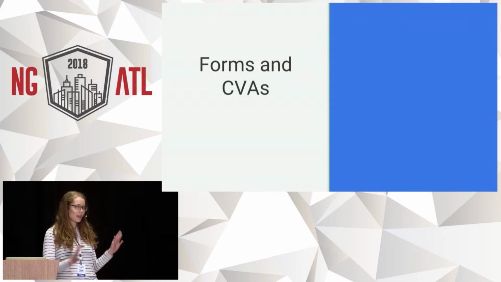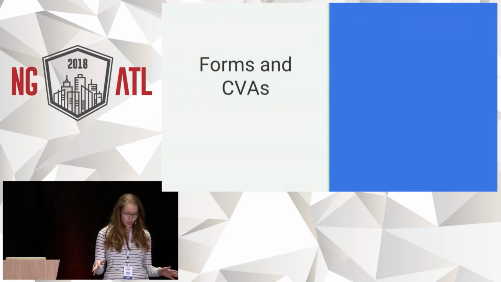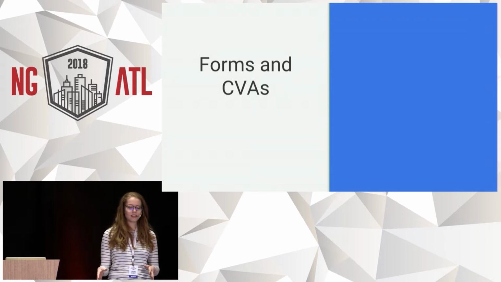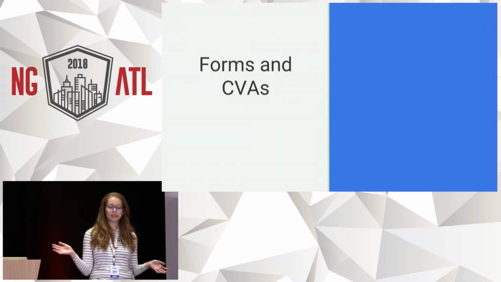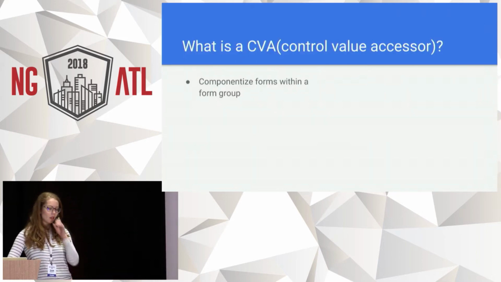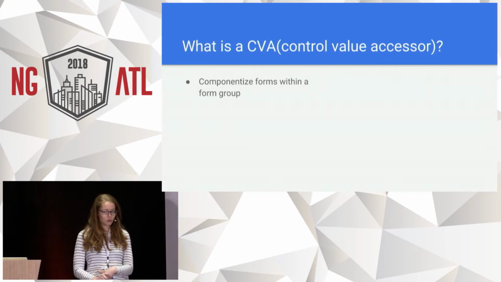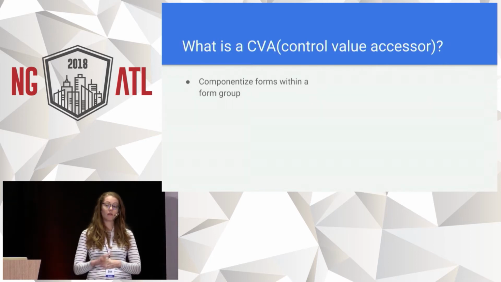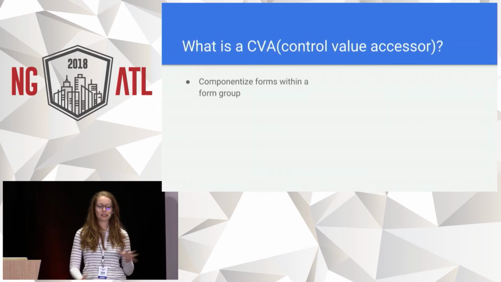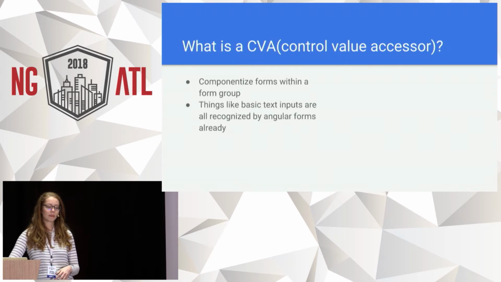Now, with that aside, we can talk about forms and CVAs. With forms and CVAs, that kind of gets thrown out the door, because forms handle passing information for you, and CVAs do as well. If you want to componentize your form, you use this thing called a CVA, which is a control value accessor. If you have a really long form and you want some of it to be in its own component, you need to use a CVA.